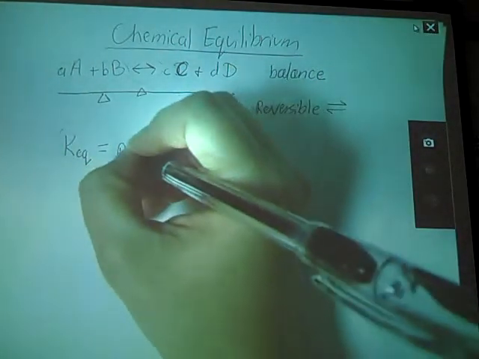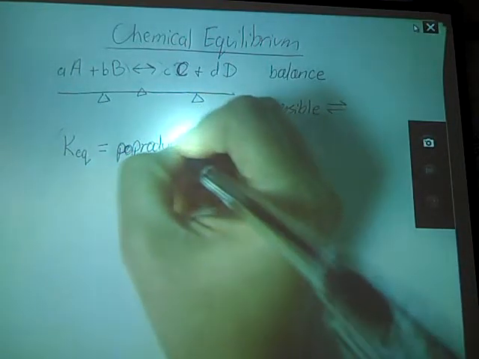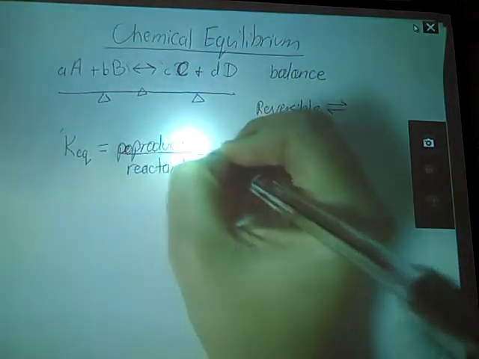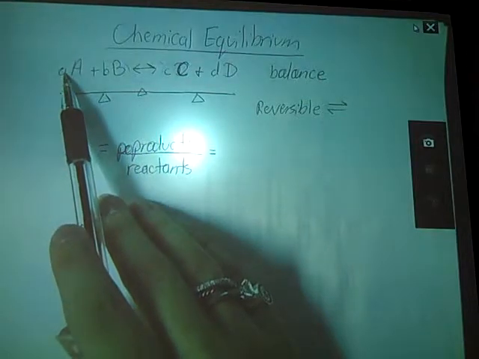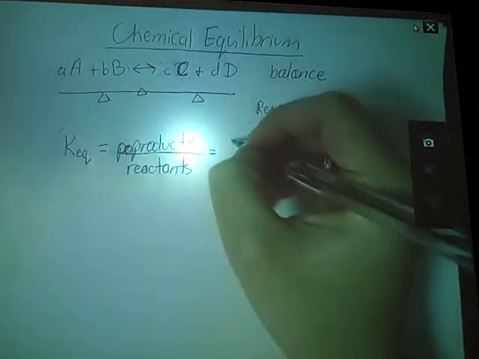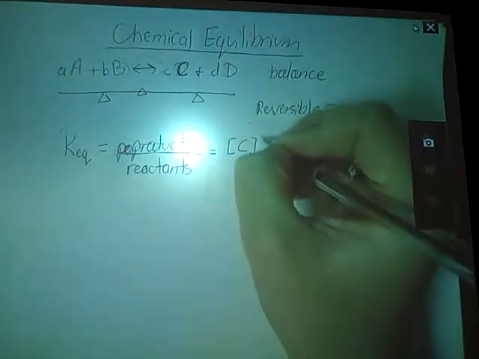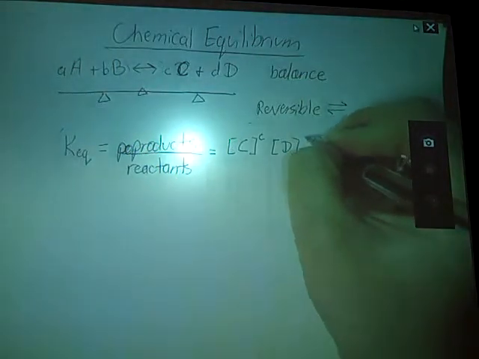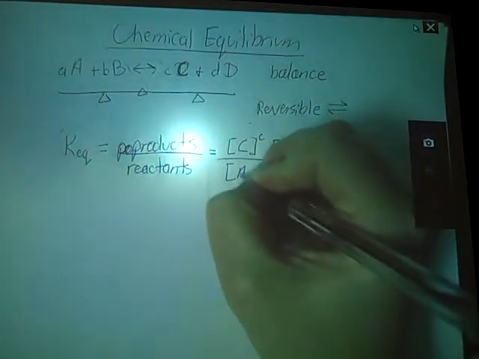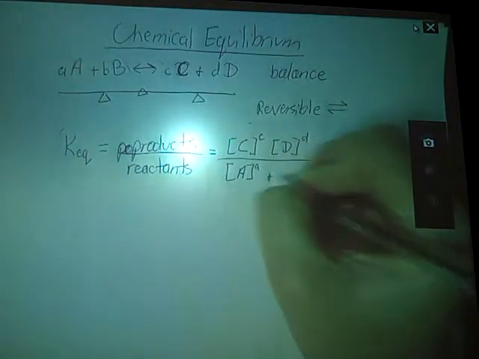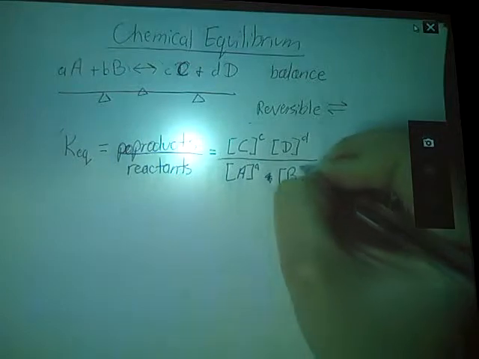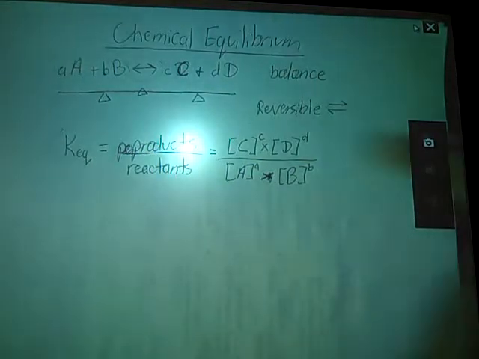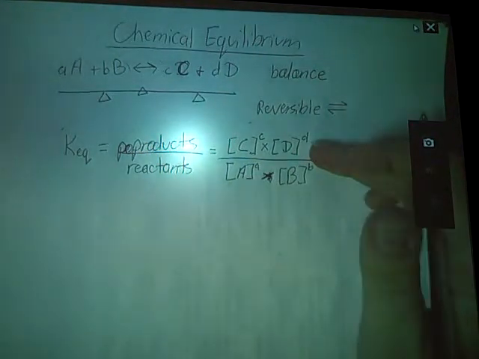Our Ks are always, can't spell today, products over reactants. And in that, our coefficients always become our exponents. So products for this one would be concentration of C raised to the C power, concentration of D raised to the little d power, over concentration of A. Our reactants are on the bottom. Oops. So these are in fact being multiplied one by another. Products on the top, reactants on the bottom.